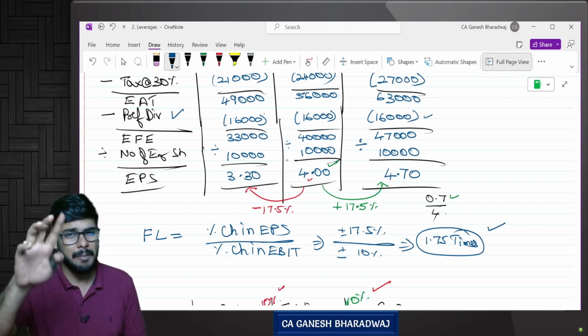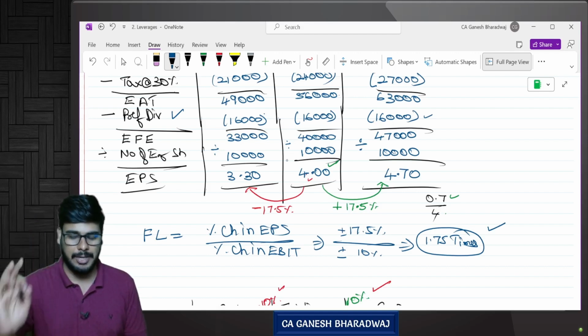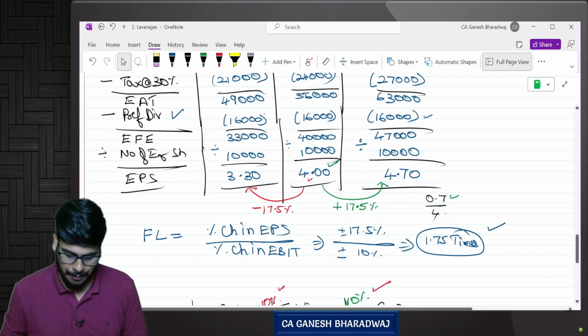And why is this happening? Because of the presence of fixed financial cost, or in other words, fixed financial cost is nothing but interest and preference dividend. And this is also being proved. So what is the formula for financial leverage? The financial leverage formula is percentage change in EPS divided by percentage change in EBIT.